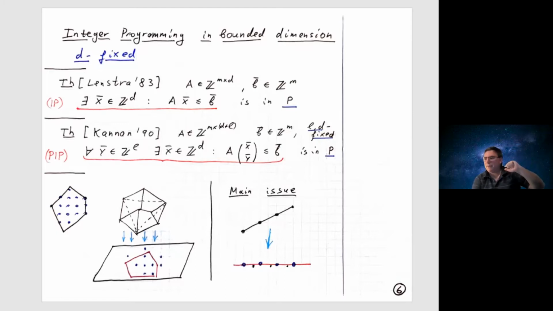Do you see what I mean? So because of that, figuring out if for all points in some polytope on the bottom there exists one integer point in the big polytope above becomes a much harder problem. That's the issue in this whole problem, and Ravikant figured it out.